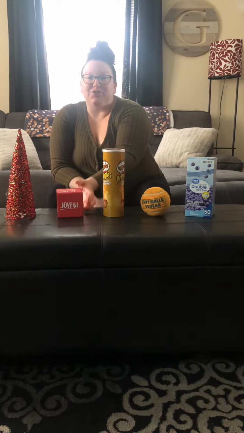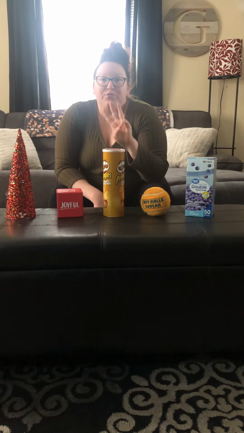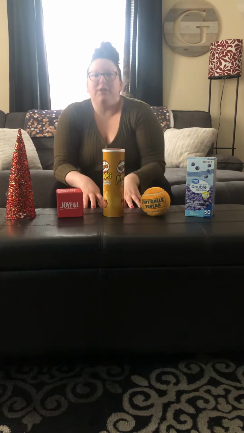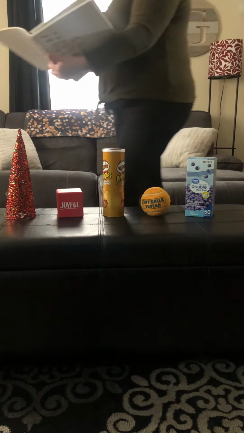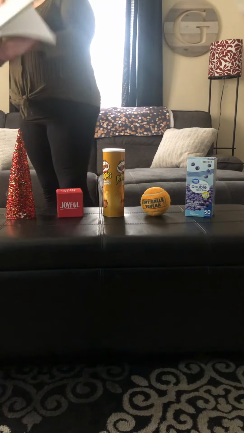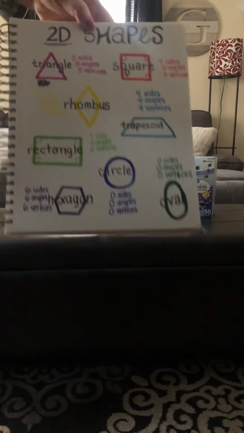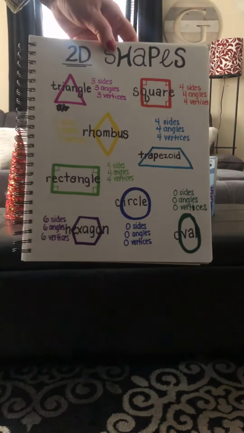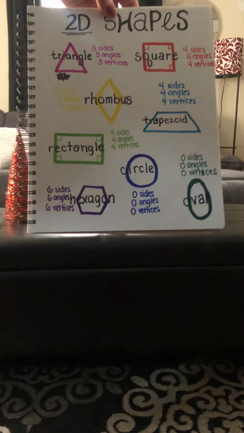So we had talked about attributes of 2D shapes. I want to talk a little bit about attributes of 3D shapes, shapes like this, and how we can describe these kinds of shapes. I first did a little review of 2D shapes. I hope you guys can see this. There we go. So we can talk about 2D shapes, and they have sides, angles, and vertices.